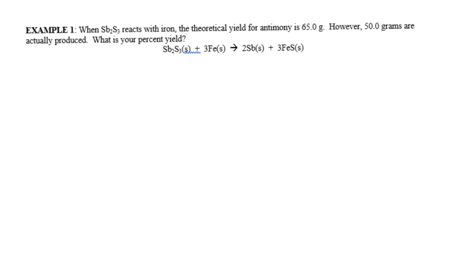The first example on the next page is antimony sulfide reacts with iron. The theoretical yield is 65 grams. However, 50 grams are actually produced. We want to know what the percent yield is. Well, what I recommend you do as you go through these problems is there's usually going to be two numbers given. Highlight or circle which one you think the actual yield is. So because it says 50 grams are actually produced, that's our actual yield. We are not going to use that number until the end.